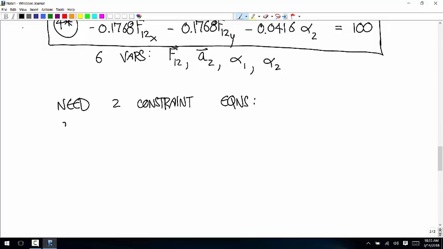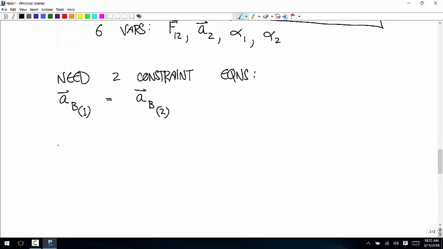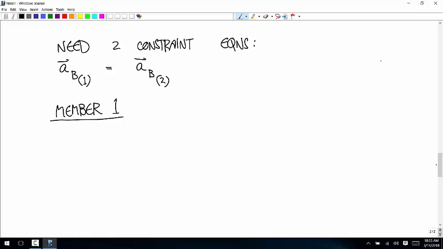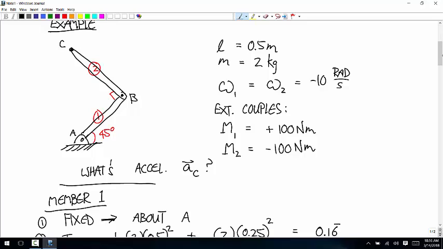And that's going to come from saying the acceleration at B, according to member 1, I don't really have a good notation for this, is equal to the acceleration at B, according to member 2. So we'll start by calculating the acceleration at B according to member 1. Anytime you have a fixed point, every point is just in circular motion around the fixed point. So we're just going to use the watermelon equation.